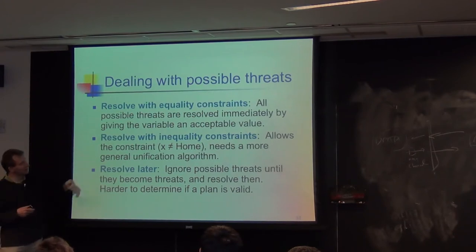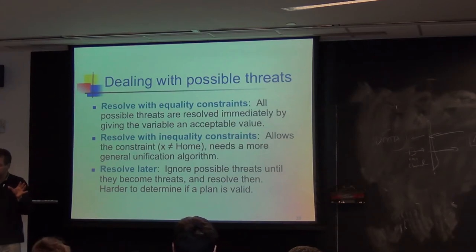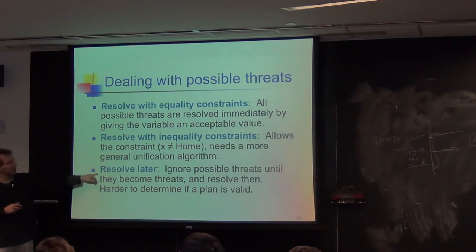Resolve with inequality constraints. This allows the constraint X does not equal home, and needs a more general unification algorithm, but it allows you to say, okay, we'll only look at the possible variables in this constraint, and they can be consistent in a variable and a literal because we're saying this variable cannot have that value. And then resolve later. Basically, just solve the plan and then check for consistency later and see if that works. If not, go back and try again.